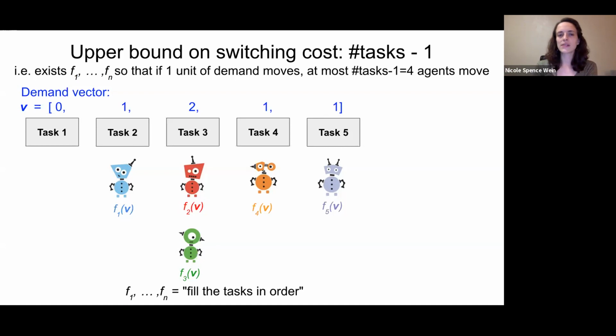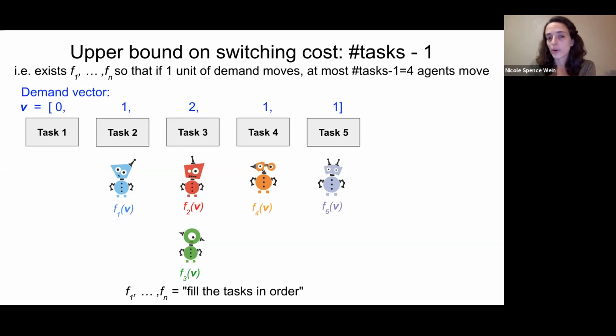So what that means is that you look at the demand vector and you look through the tasks in order, task 1, task 2, task 3, and you place the agents in order based on the demands, agent 1, agent 2, agent 3, until you get to the end. So here, for example, task 1 has no demand, task 2 has 1 demand, and since we're filling things in order, we put agent 1 there, etc.